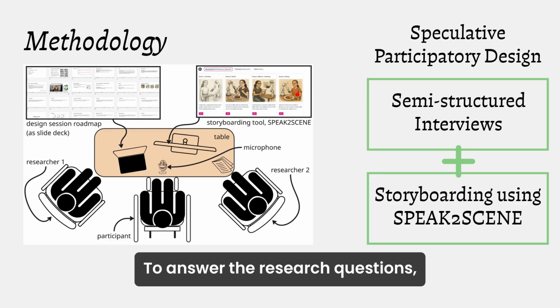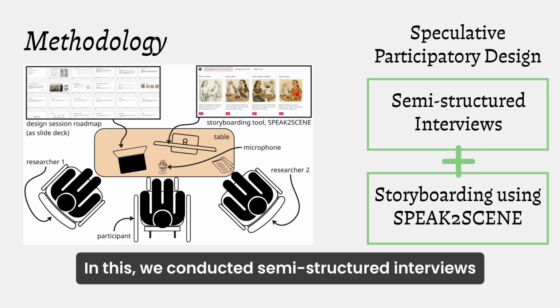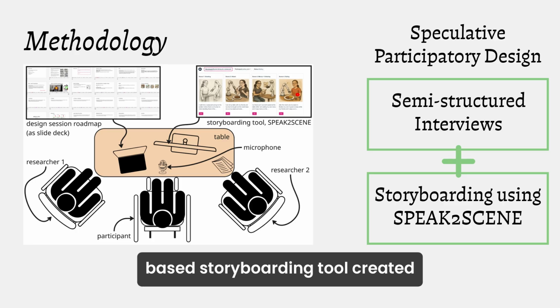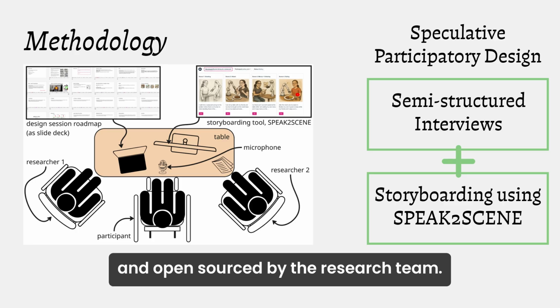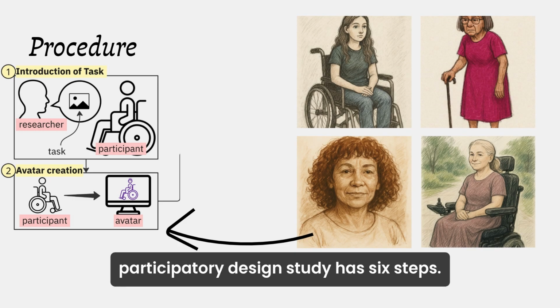To answer the research questions, we adopted a speculative participatory design methodology. In this, we conducted semi-structured interviews along with storyboarding using Speak to Scene, which is an AI-based storyboarding tool created and open-sourced by the research team. Overall, the procedure for our speculative participatory design study has 6 steps.